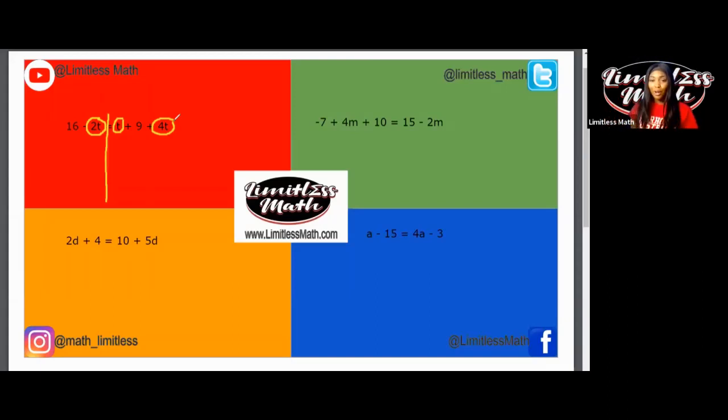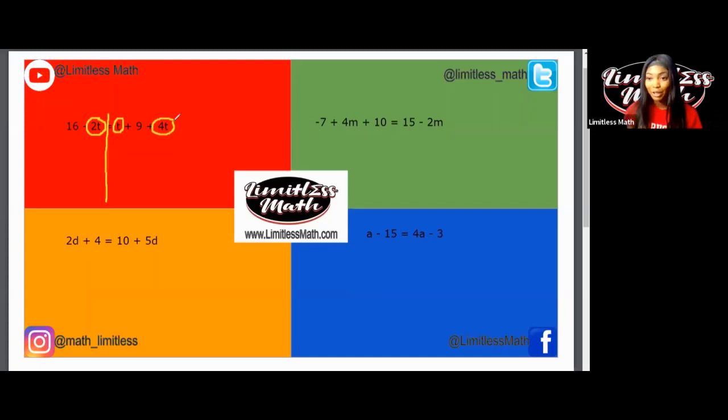I strongly encourage you to simplify both sides completely before you start moving things across, okay? So that means you need to combine all the like terms you can on each specific side before we start moving things. So let's look at the left side. We have 16 minus 2t, and that's it.